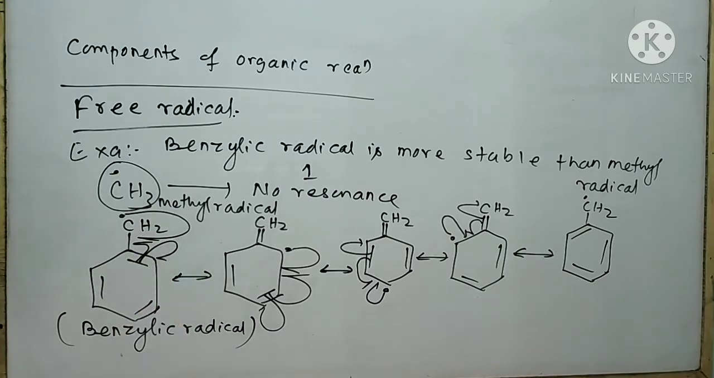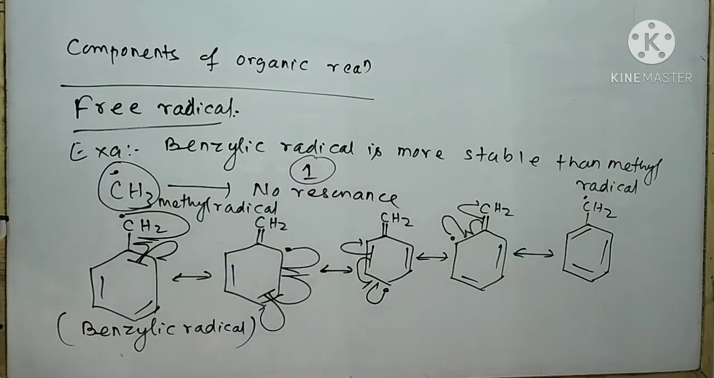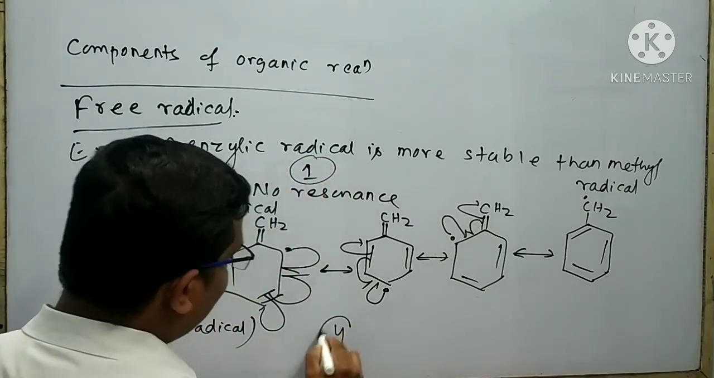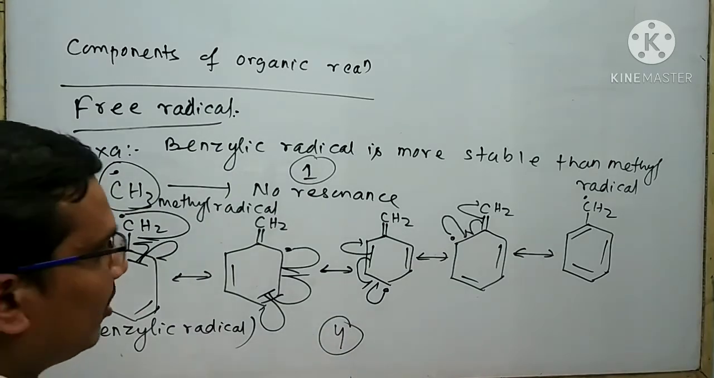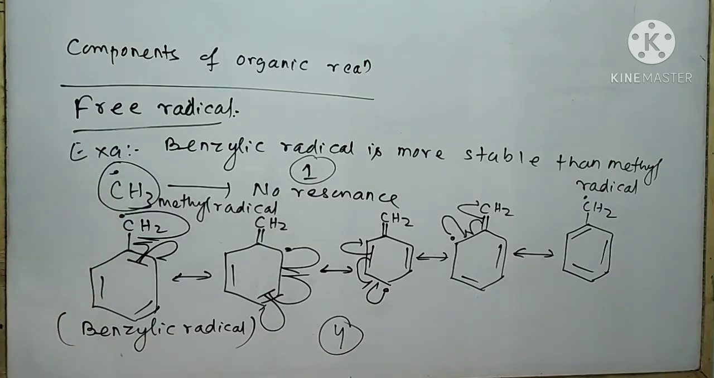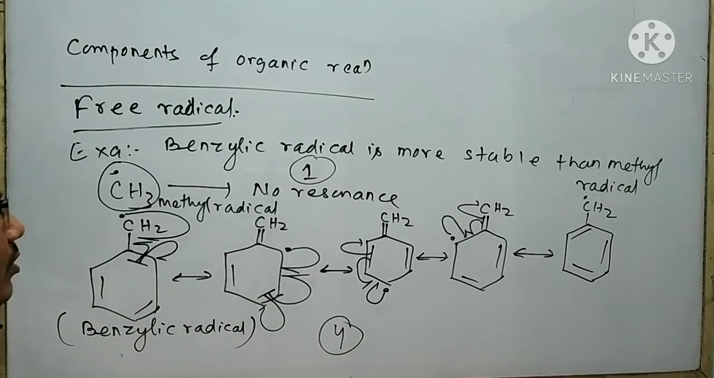So in case of methyl radical, the number of possibilities of odd electron is 1, but in case of benzylic radical, it is 4. From this data, it is clear that in benzylic radical, the number of possibilities of odd electron is more as compared to methyl radical. That's why benzylic radical is more stable than methyl radical.